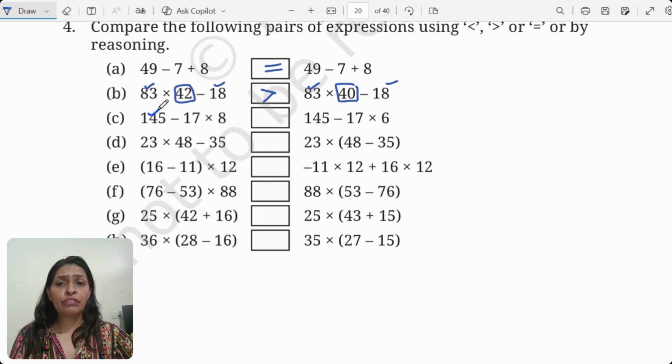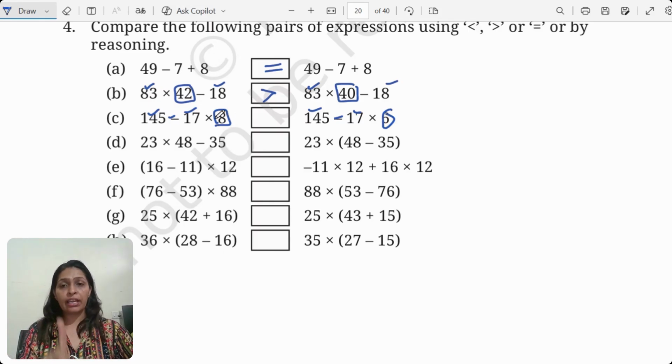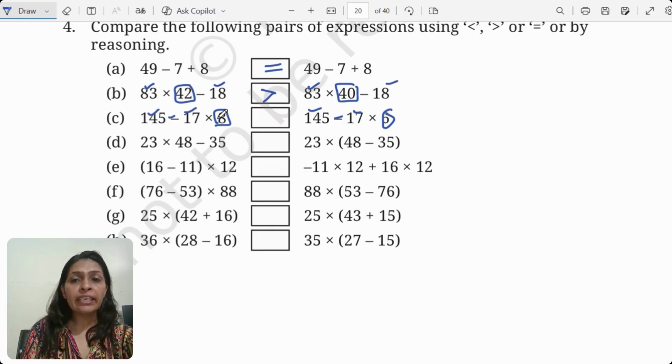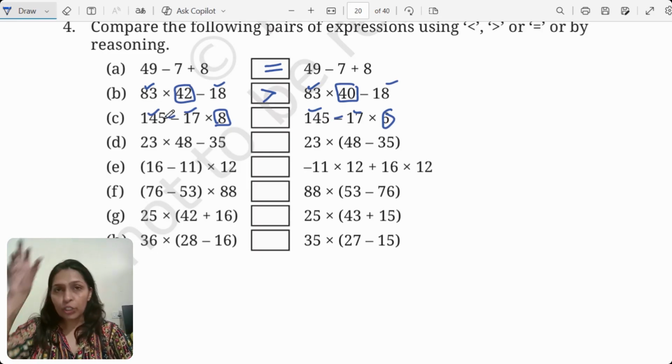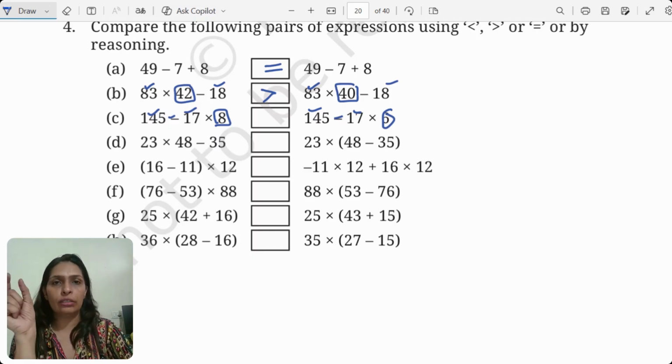Next again, 145 same, 145 same, minus same, 17 same, 17 same. But here it is 8 and here it is 7. So the deciding factor is the 8 here. But I want your attention here. In the previous one, the 42 was in the beginning, right? But here it is negative. So 17 multiplied by 8, the answer will be bigger. And when I subtract it from 145, the total answer will become smaller.